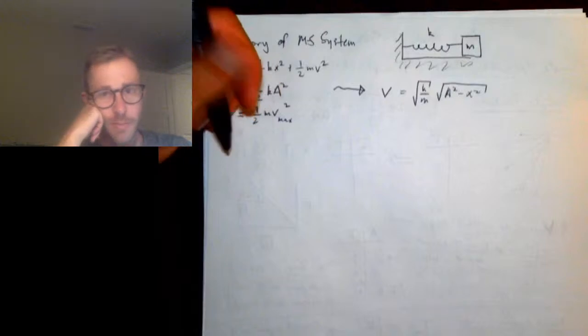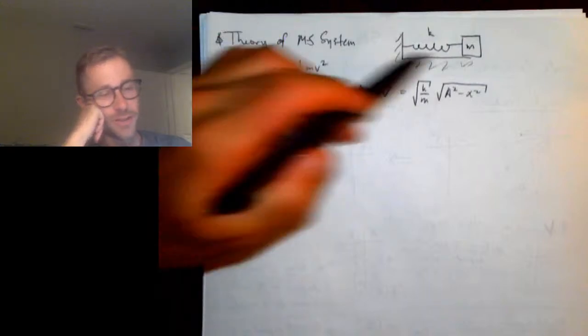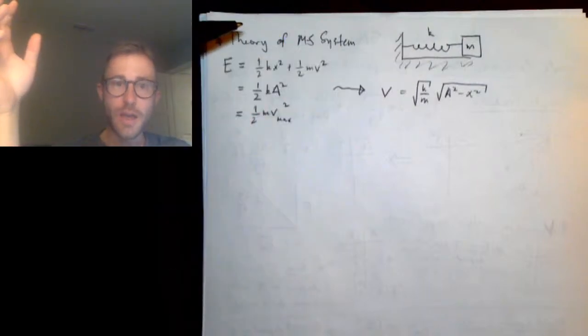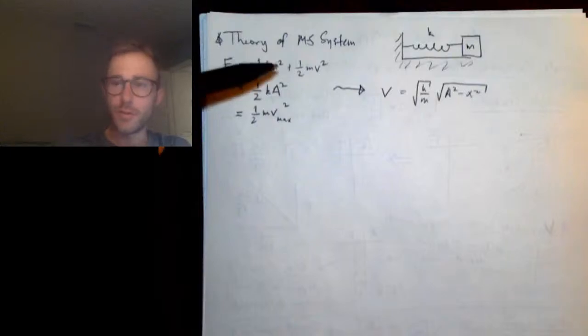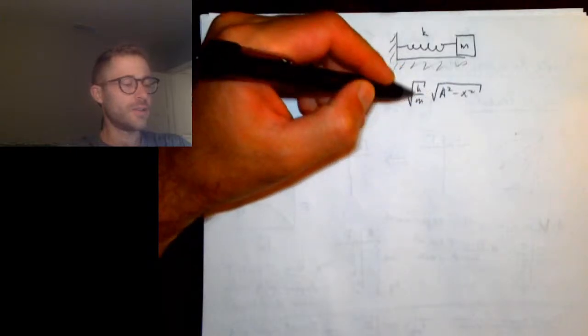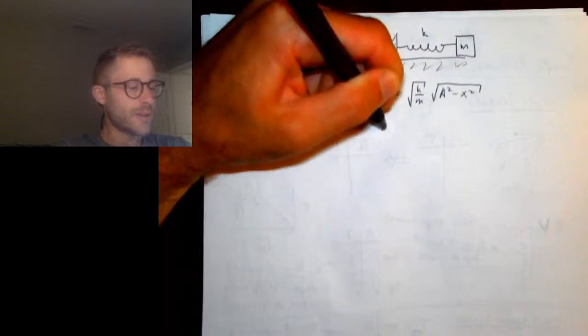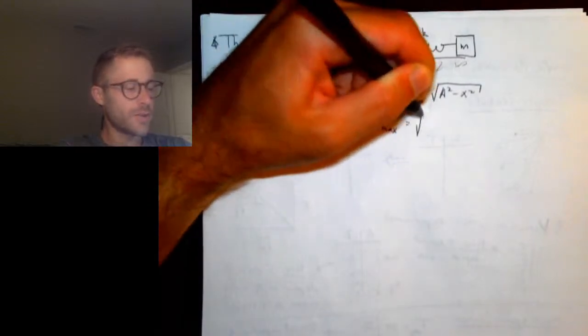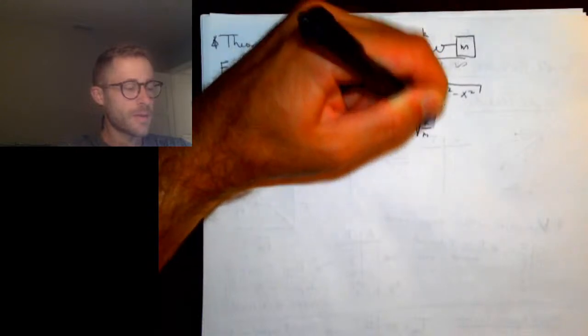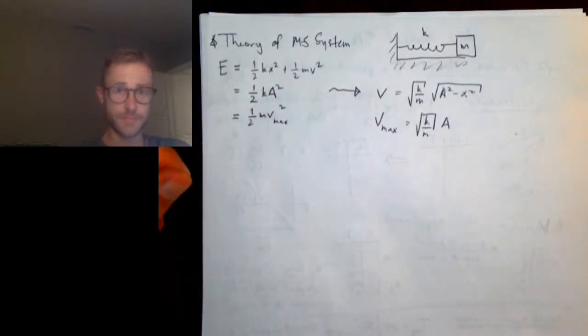What this says, so we already talked about that the mass reaches its maximum speed as it is swinging through equilibrium. Okay? So that's where x equals 0. So if I plug in x equals 0, you can see I get square root of k over m times square root of A squared. And I get that the maximum speed is square root of k over m times A. So that's a useful equation.